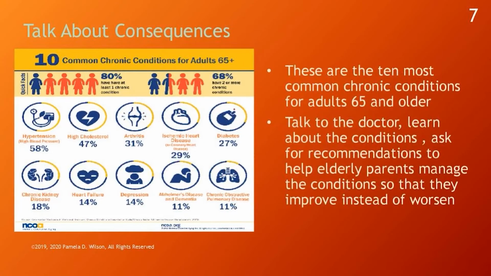And more importantly, talk about consequences. Until we start to talk about consequences of not taking action, few people willingly take action or understand the reason to take action. This includes our elderly parents. It includes ourselves. This is a graphic of the 10 most common chronic diseases for adults 65 and older that begin 10 to 20 to 30 years younger. They begin in your 30s.